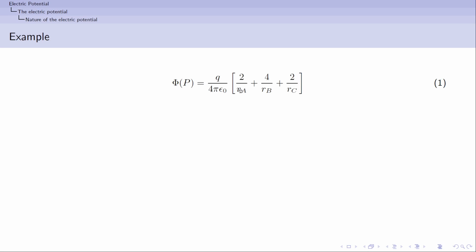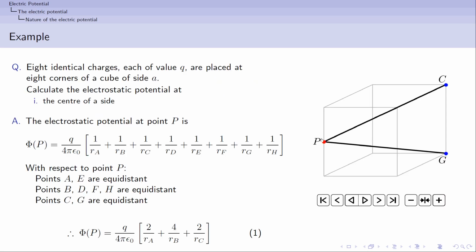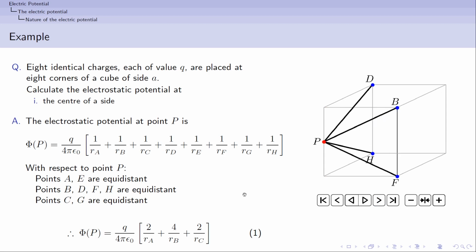So all I need to do is find out what RA, RB and RC are. RA we already know, which is equal to a by 2. Now we need to find out RB. To find RB, just draw this triangle APB. Using this triangle we can find this distance, which is RB. So this is point A, this is B, this is P. From this triangle we can find out the distance RB, and that's all we need to know.